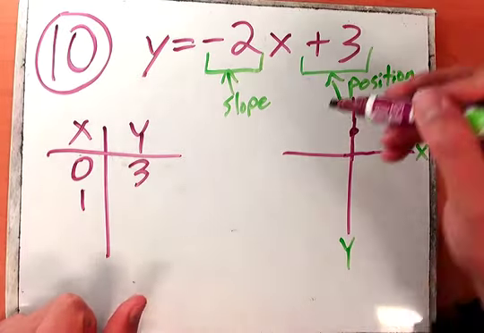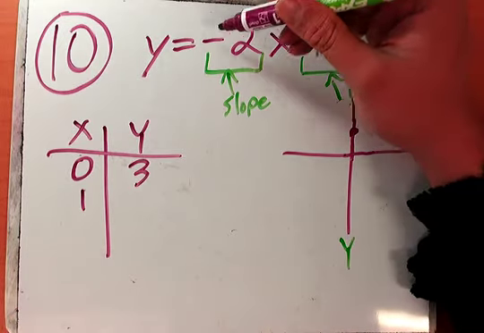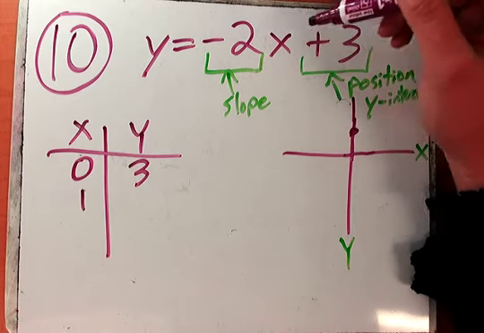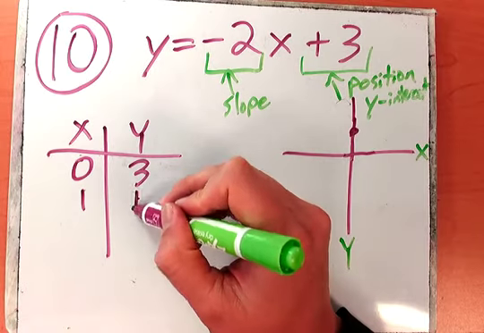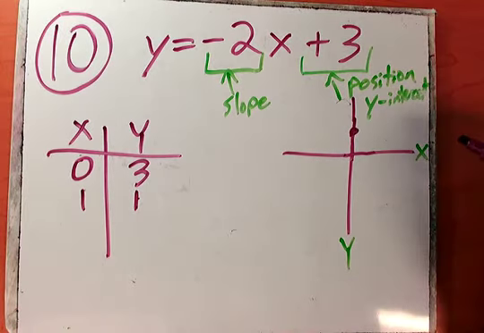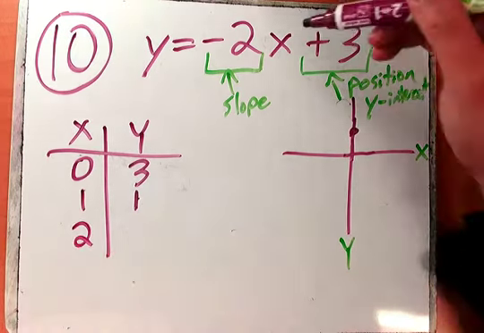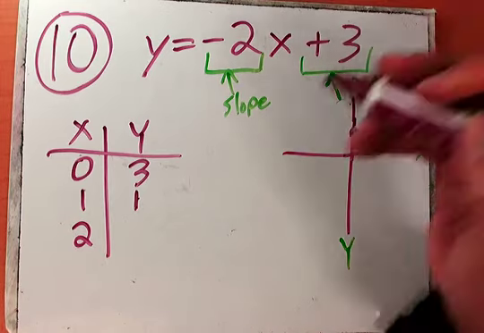Let's try x equals 1. So 1 times negative 2. Well, that's negative 2. Plus 3. Well, negative 2 plus 3 actually gets us to 1. Okay. So we're in the positive 1 there. So if I have 2, 2 times negative 2 is negative 4, plus 3 is negative 1.